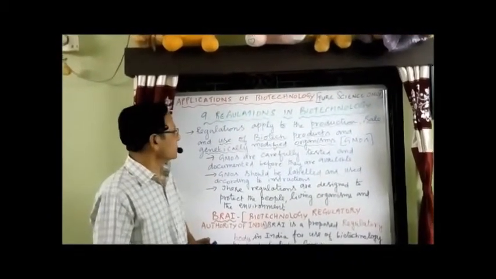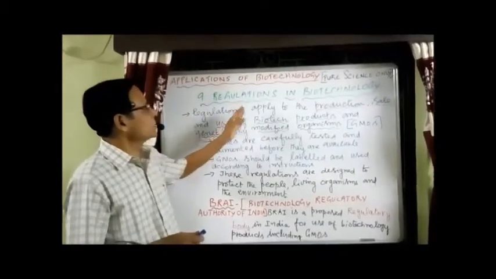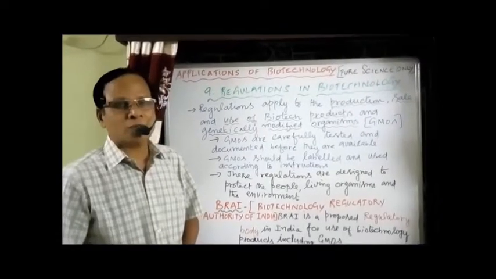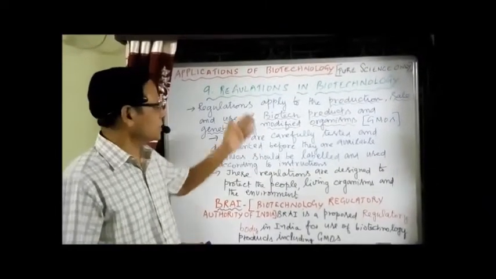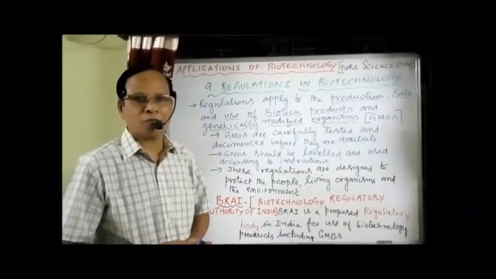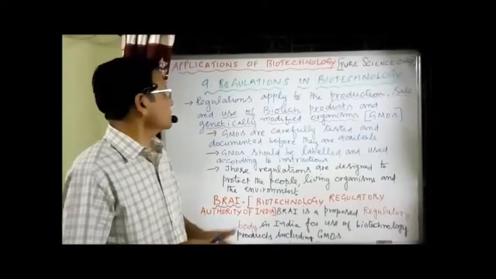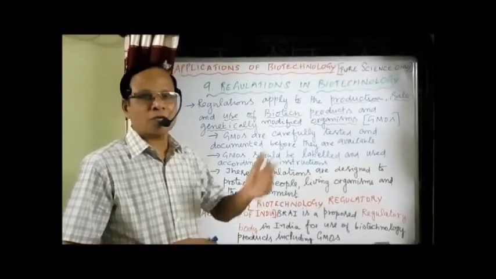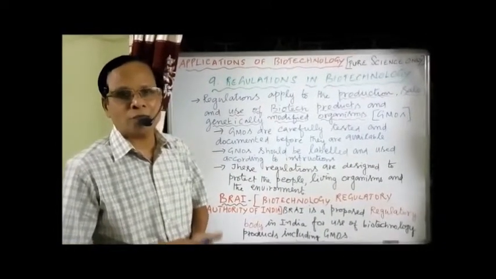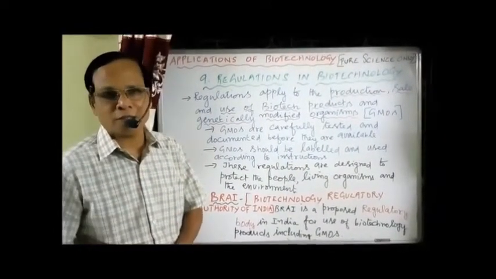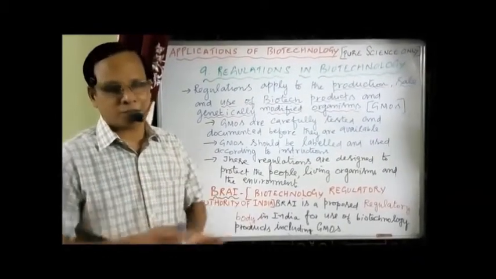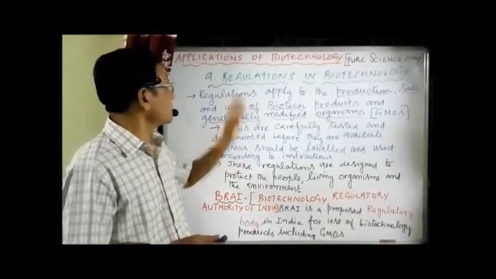Now what is actually the next part? Regulations in biotechnology. What is the meaning of regulations in biotechnology? That is the next part, only for pure science, not for biozoology. Regulations apply to the production, sale and use of biotechnological products and genetically engineered or genetically modified organisms. That is what is called the regulations.